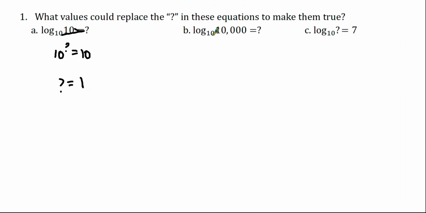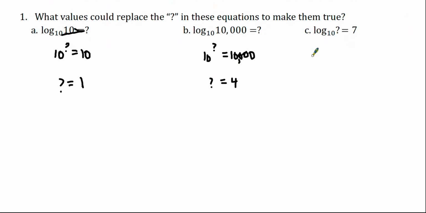For this one, again, 10 to the question mark power equals 10,000. Well, we've talked about when we have 10 to a power, we're essentially just counting zeros, right? So I can say 10 to the fourth power equals 10,000.